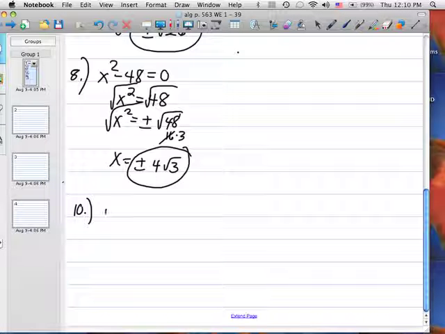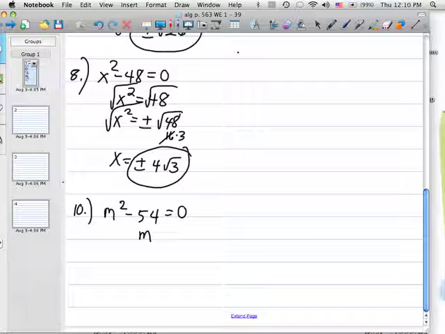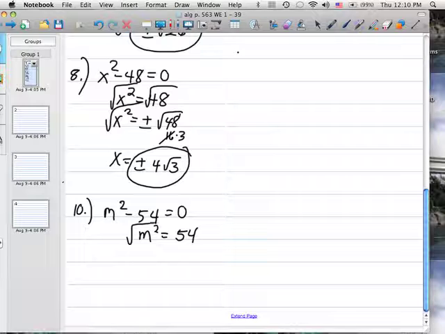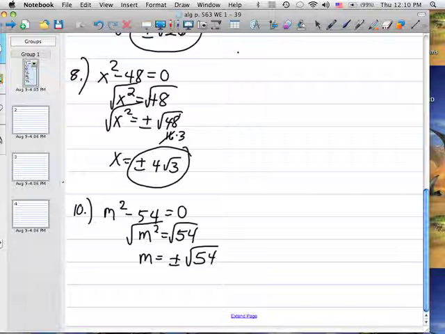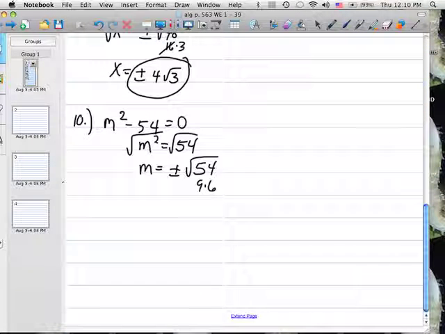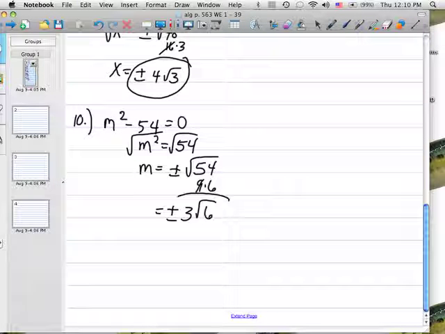Problem number 10, m squared minus 54 equals 0. We're going to add 54 to both sides, so that gives us m squared equals 54. Take the square root of both sides, so m equals plus or minus the square root of 54. There's a perfect square in 54, it's 9. So we take it out, so it's going to be plus or minus 3 radical 6.